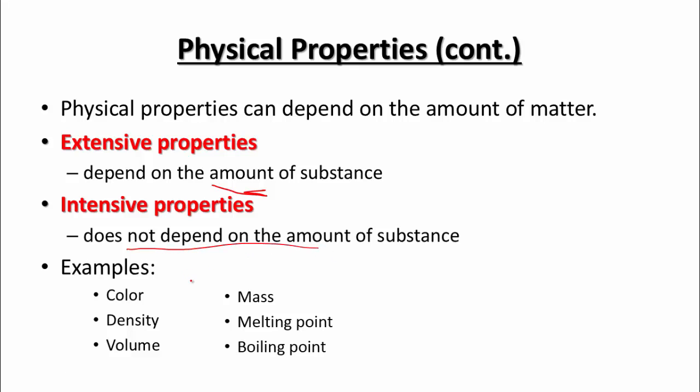So for example, let's go through some of these. So color. Does the color of water depend on the amount or not? And the answer is does not depend. So color is what we call an intensive property because it does not depend on how much water you have. The density of water. Will water become more or less dense if you have more of it? And the answer is no, it does not. So that's intensive.